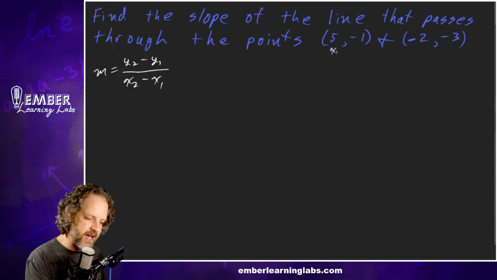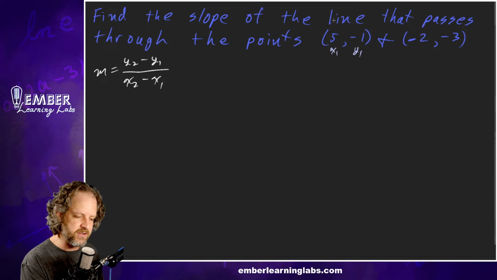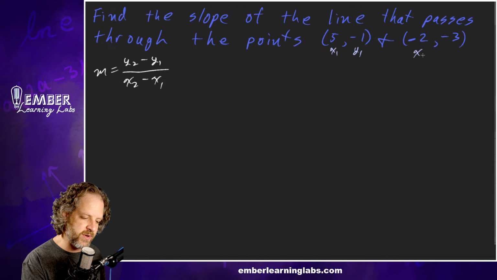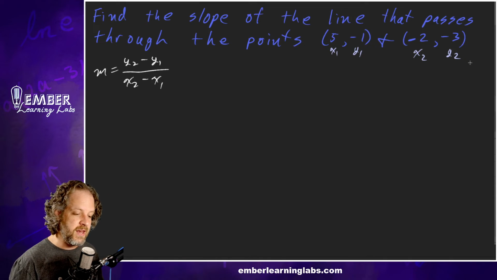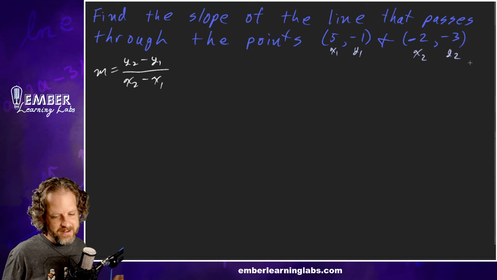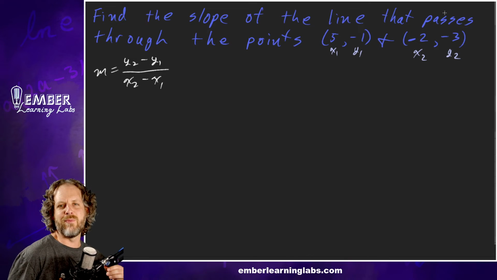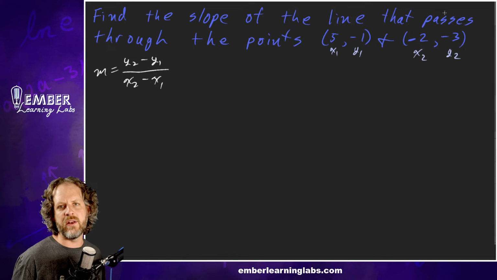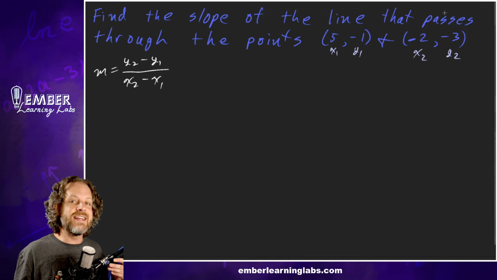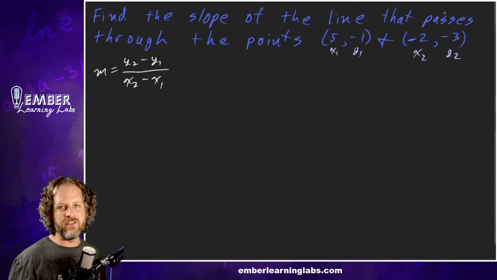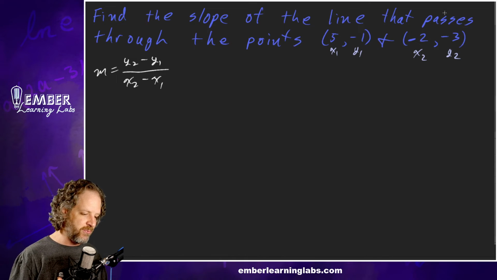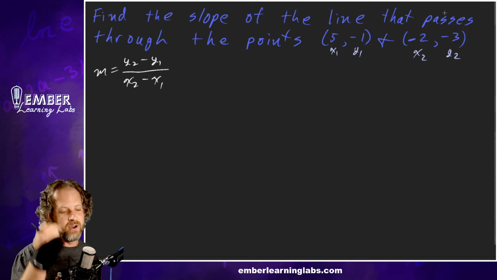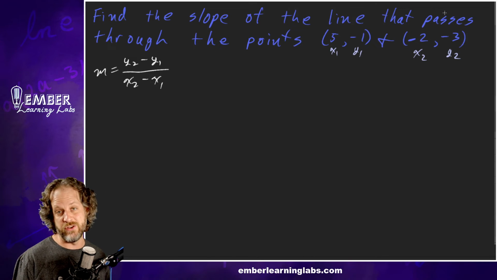So let's label this as x1, y1. So this is our first point. And this one as x2, y2. Now, you might be asking yourself, how do you know which one's the first point and which one's the second point? The short answer is it doesn't matter. But just for the sake of taking out later thinking, I always label the first point that was written as point 1 and the second point that's written as point 2. So again, it's just trying to take some thought out of it.